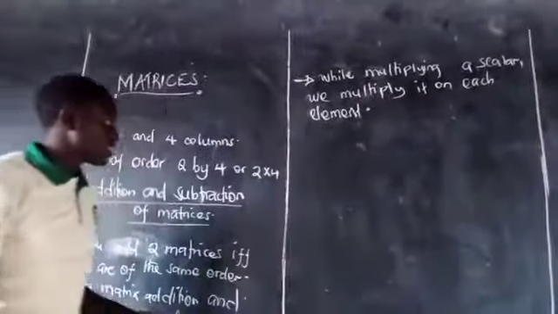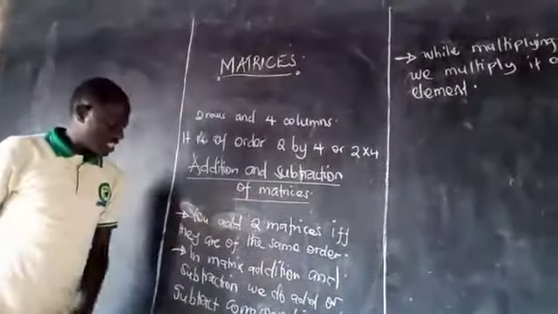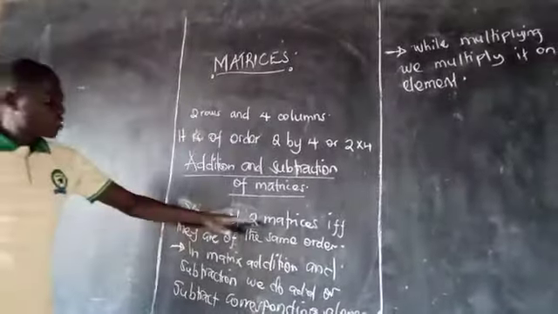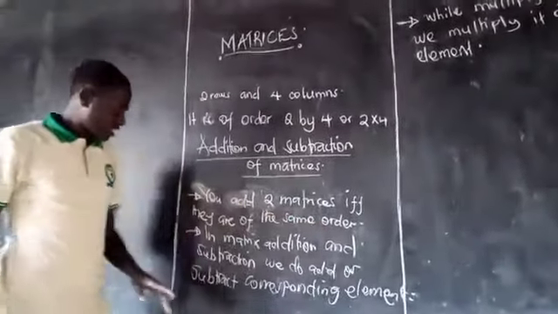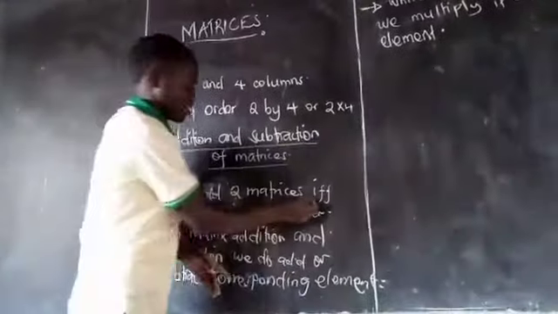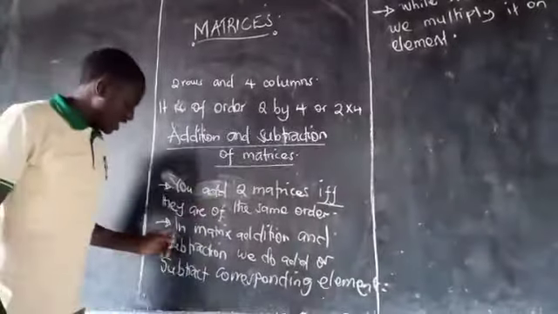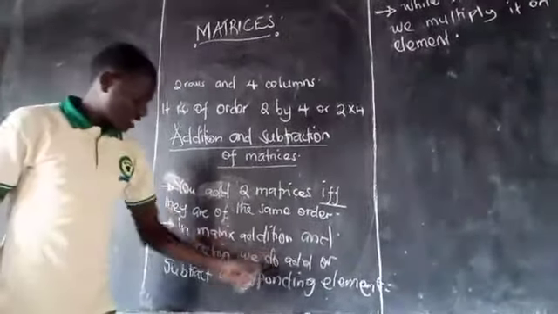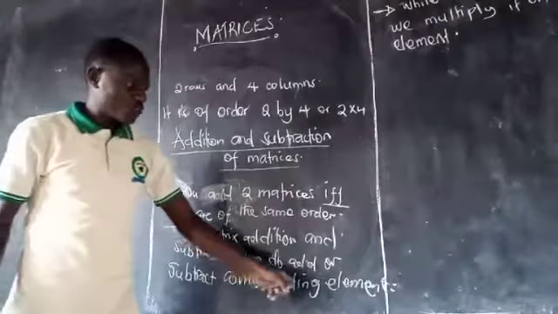Those are the only 3 conditions we shall follow in matrix addition and subtraction. You add 2 matrices if and only if they are of the same order. If and only if, that means iff, as you said. And then in matrix addition and subtraction, we add or subtract the corresponding elements.